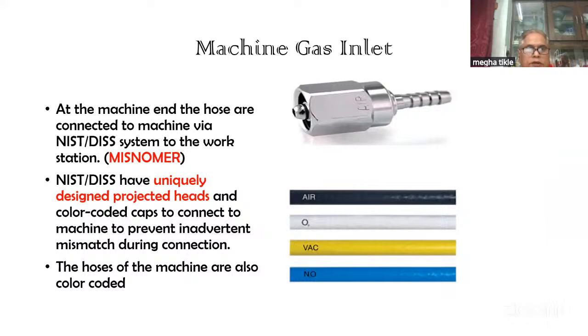Now, gas inlet into the machine. As I said, there is something called NIST or DISS system, which merges the pipeline into the anesthesia workstation. Actually, it's a misnomer because the screw threads are all the same. What is different is the part which you are seeing protruding on the upper figure, which is different for each gas and has a special receptacle. Unless and until that fits into the machine, the gas will not flow. So this is a safety mechanism that is used.